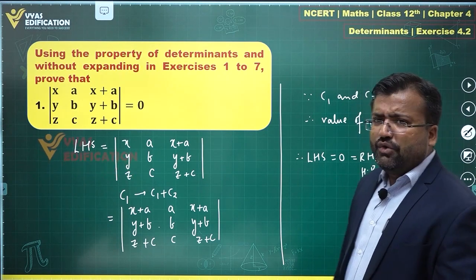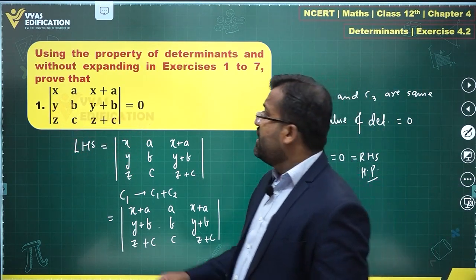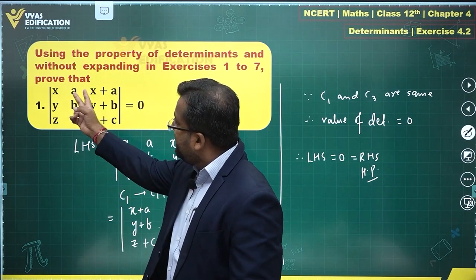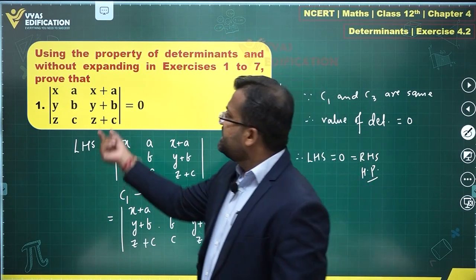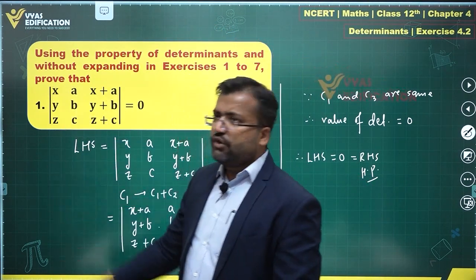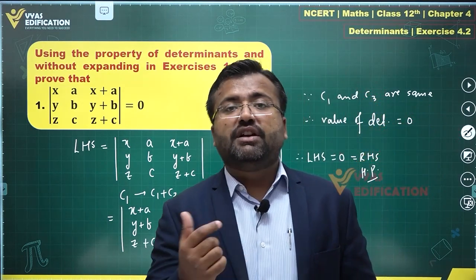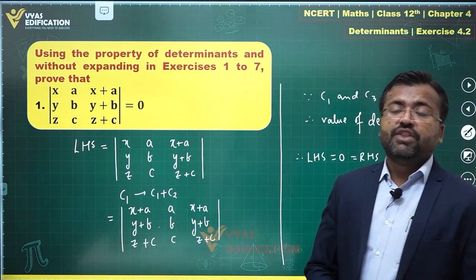We proved that. Could we have used any other approach or any other idea? The idea is similar only. What you can do is replace C3 by C3 minus C2. What you get is x, y, z in this. If two columns have the exact same elements, the value of determinant will be 0. That same idea will be used in that case as well.